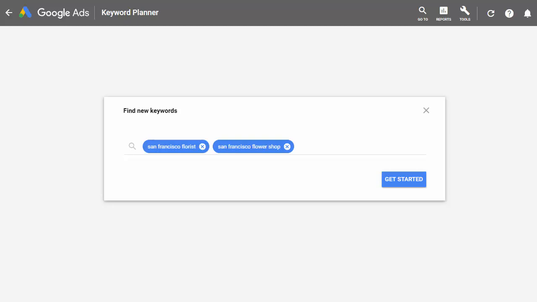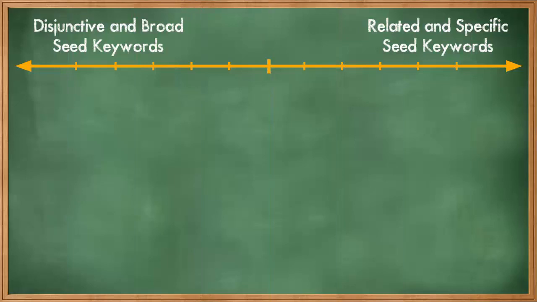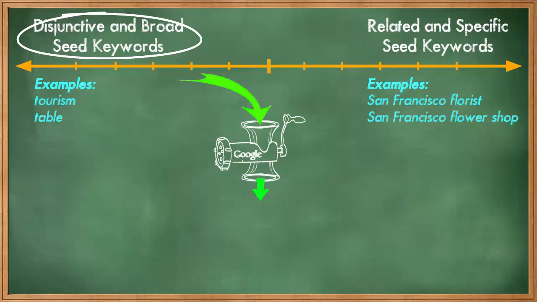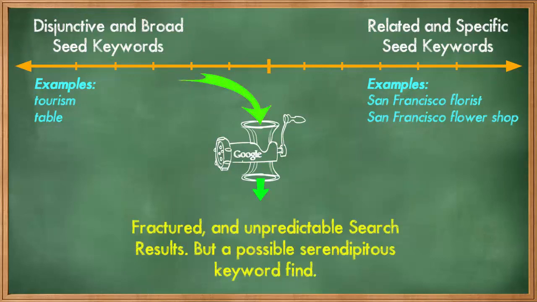But the thing is, when you're doing keyword research, you play a sort of game here. The trick is to do several searches entering various seed keywords that run along this imaginary spectrum. On the left, we have seed keywords that are too disjunctive and broad. Entering disjunctive and broad seed keyword sets will lead to fractured and unpredictable search results.